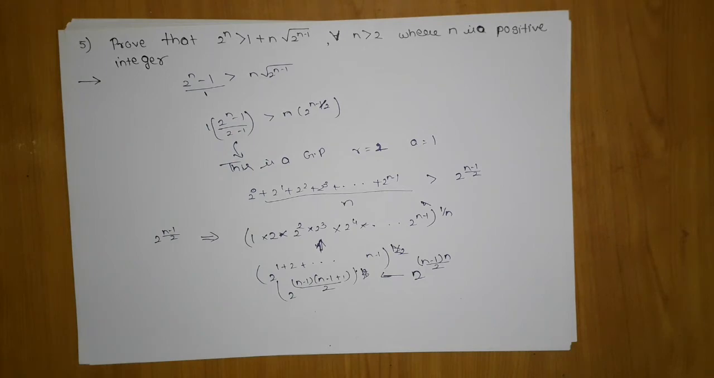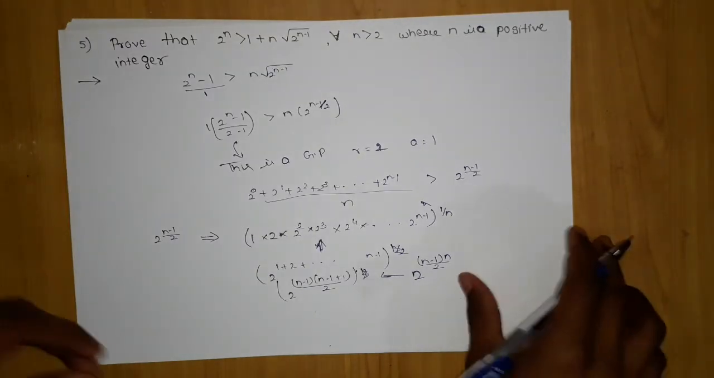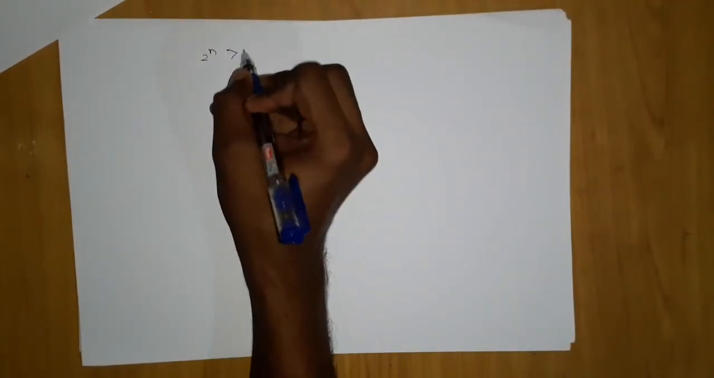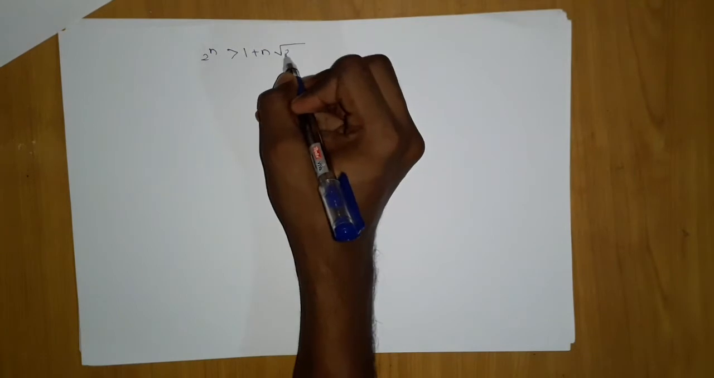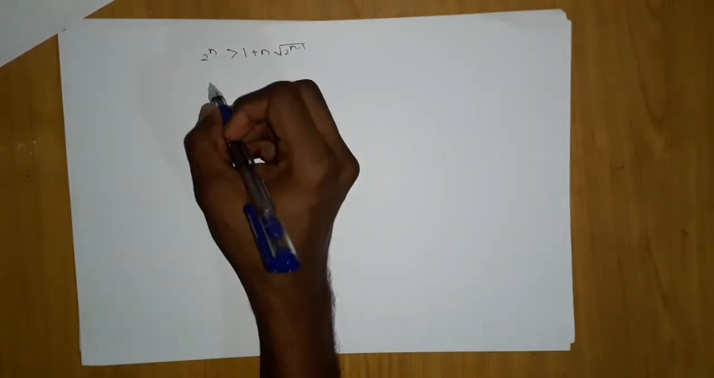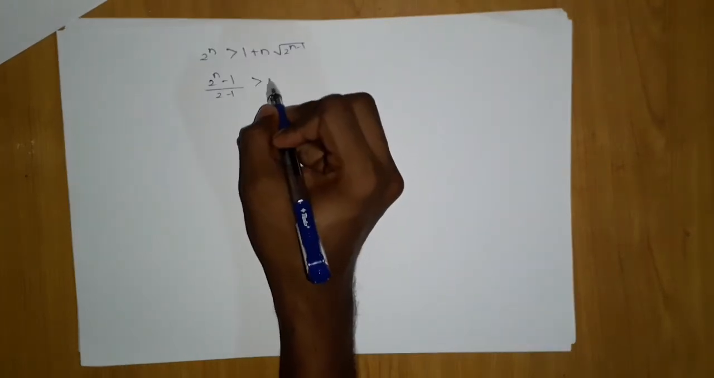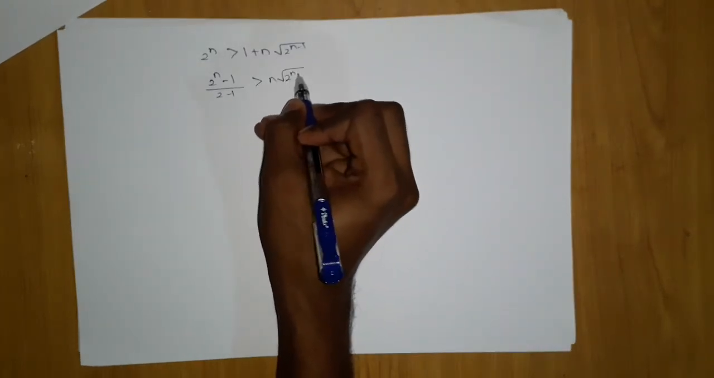I'm making some mistake. So let's try again. First they have given us 2 power n greater than 1 plus n into under root 2 power n minus 1. What we did, we moved 1 here because here we can create 2 power n minus 1, n into under root 2 power n minus 1.